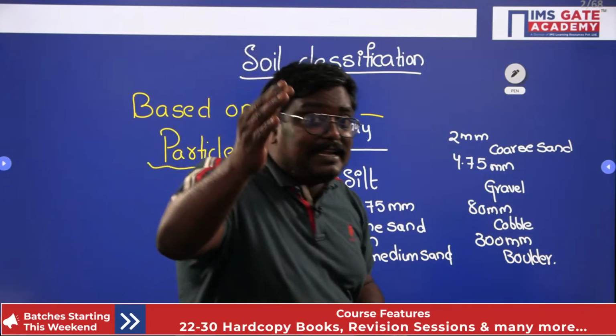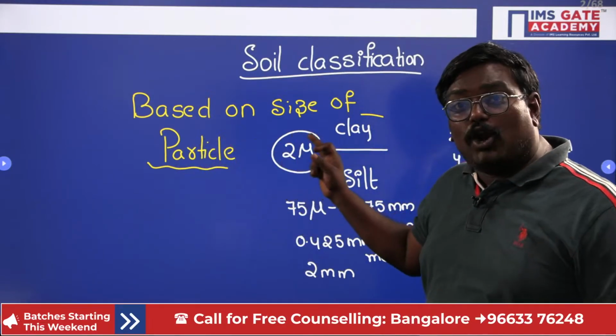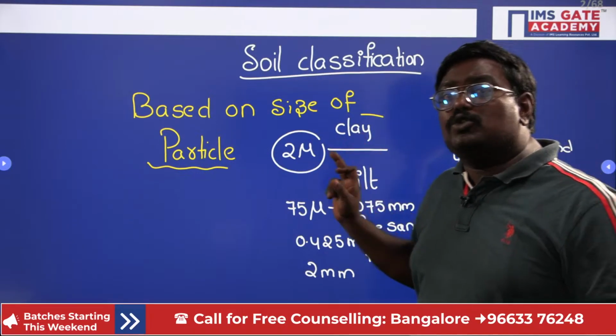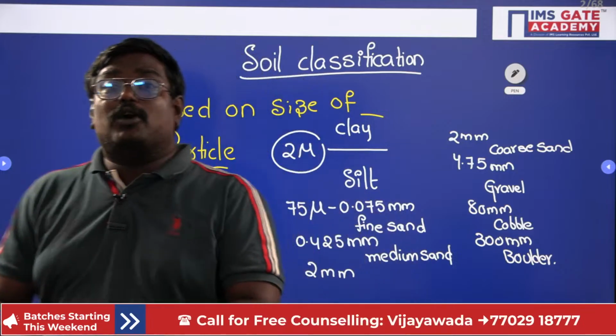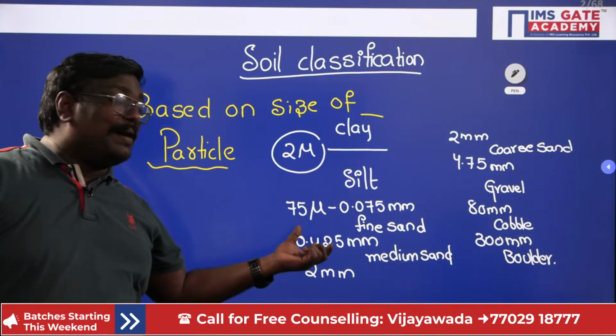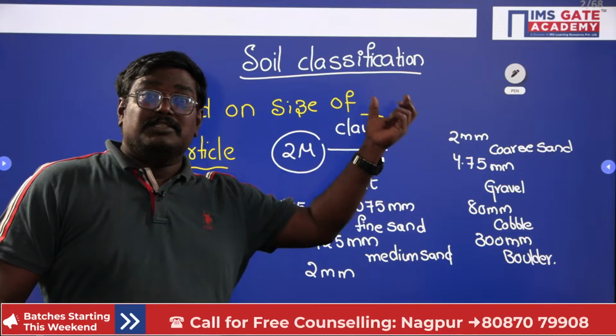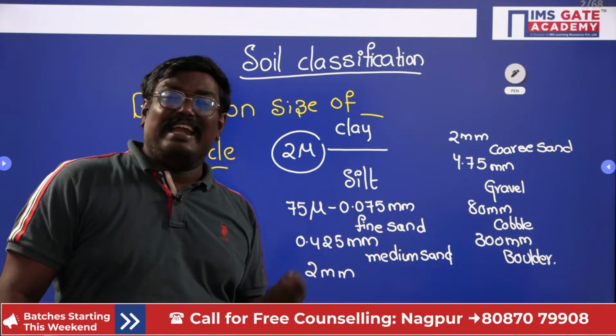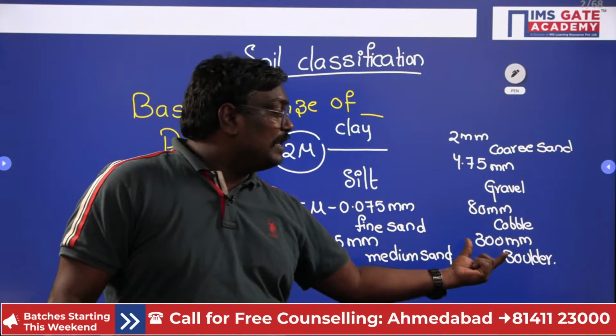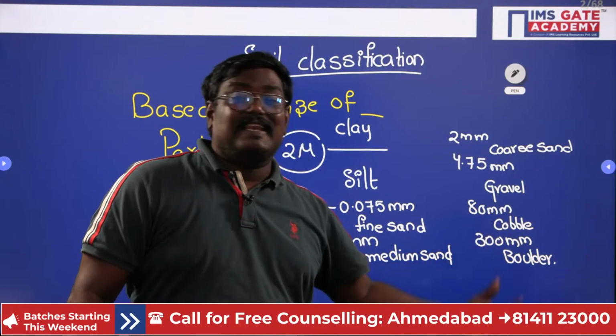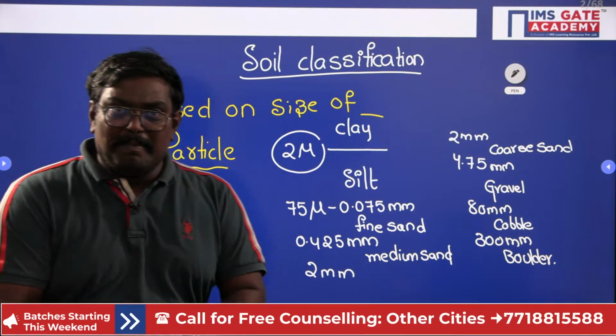So when the particle size is up to 2 micron, we call it clay, and up to 75 micron, we call it silt, and 75 micron to 4.75 mm sand, and 4.75 to 80 mm gravel, and 80 to 300 mm cobble, and more than 300 mm boulder. Am I clear, my dear students?